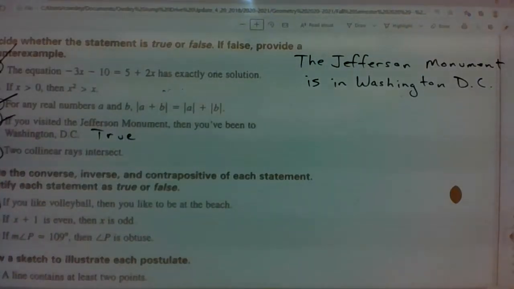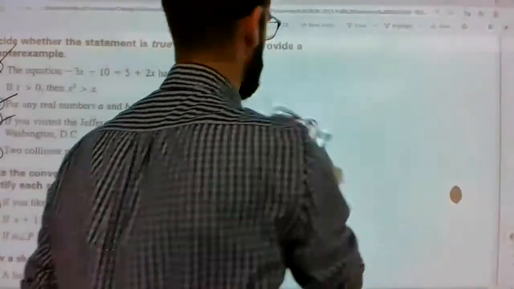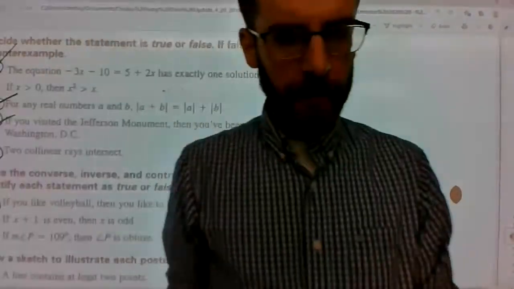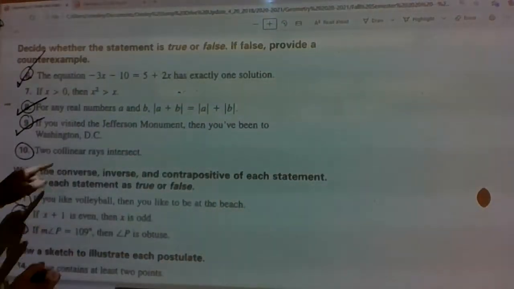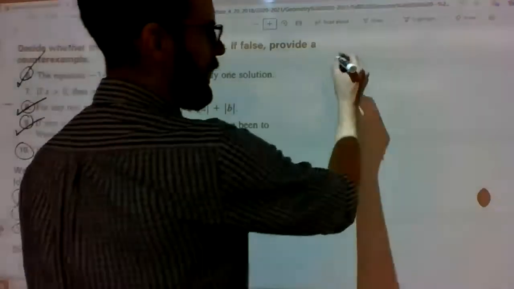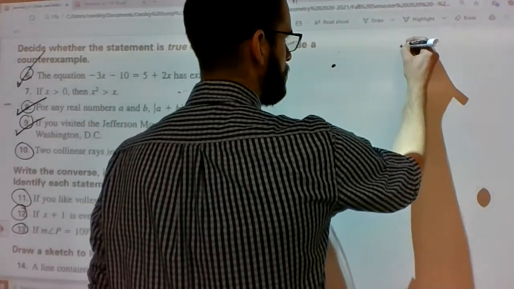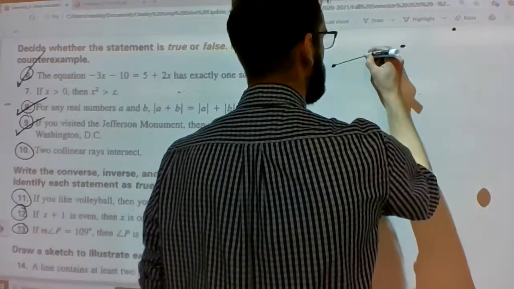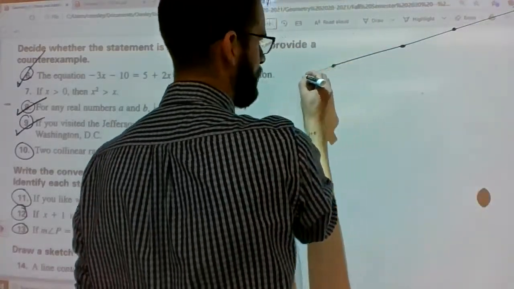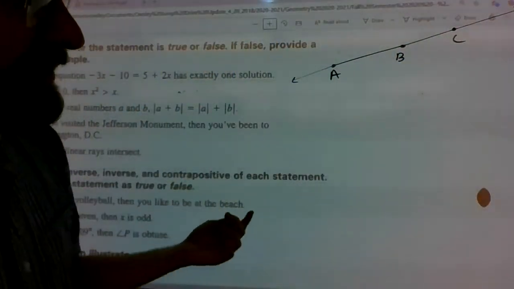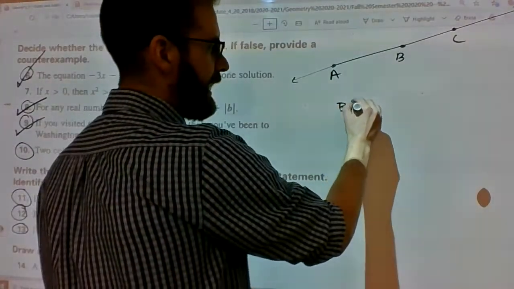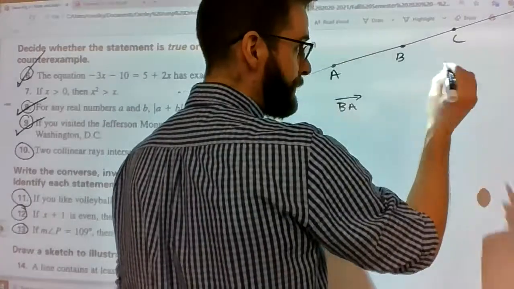We got number 9. Last one I want to talk about is number 10. We're back to mathematics. Two collinear rays intersect. All right, so we got some math language from the previous chapter. Let's see if we can make sense of this. What does it mean to be collinear? It means they're on the same line. So let's say we've got this line right here. We'll call this A, B, and C. So some rays that are on the same line, you've got ray BA, you've got ray BC.